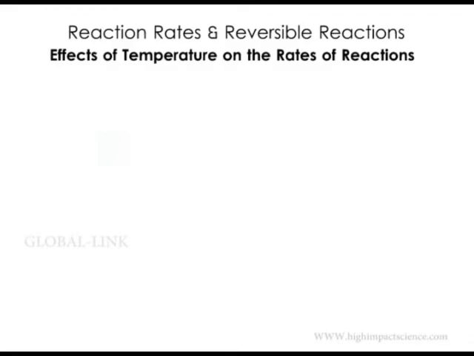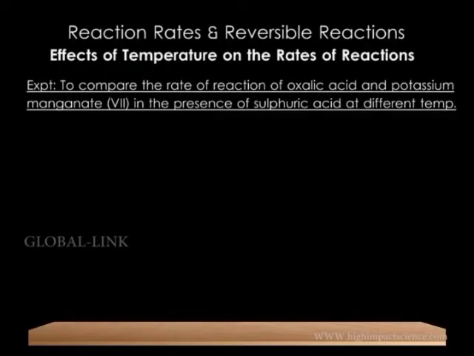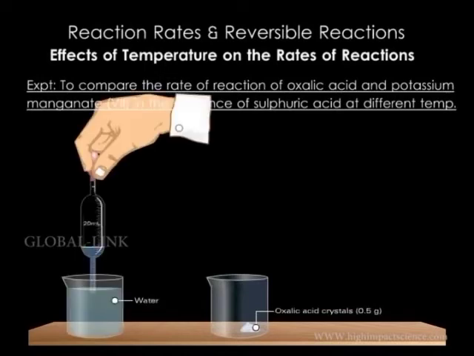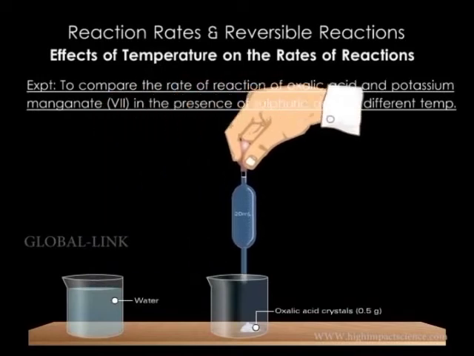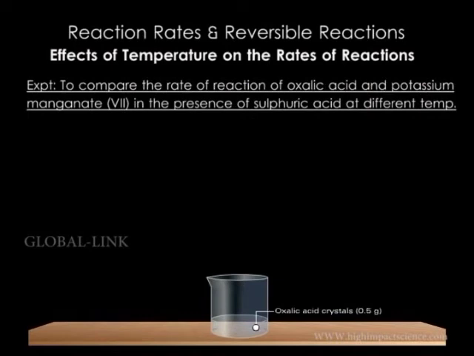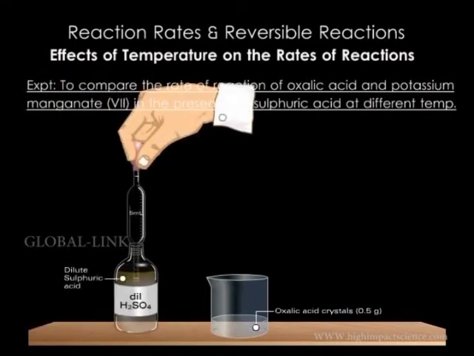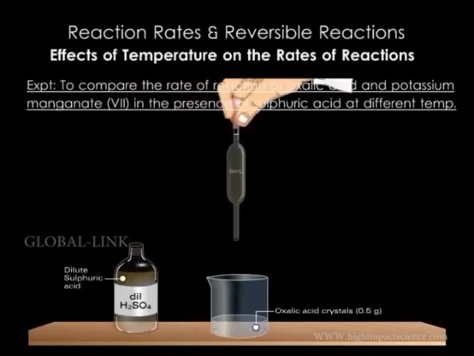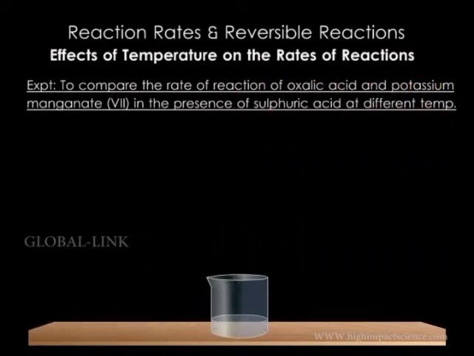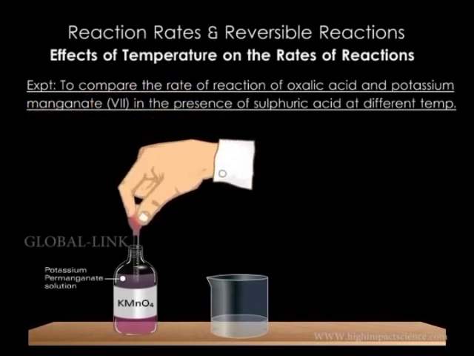Next is the effect of temperature. Now, let's study the reaction of oxalic acid with potassium manganate 7 in the presence of sulfuric acid. We take 0.5 grams of oxalic acid in a beaker and dissolve it in 20 milliliters of water. To this oxalic acid solution, we add 5 milliliters of dilute sulfuric acid. To this mixture, we add a few drops of potassium manganate 7 solution.